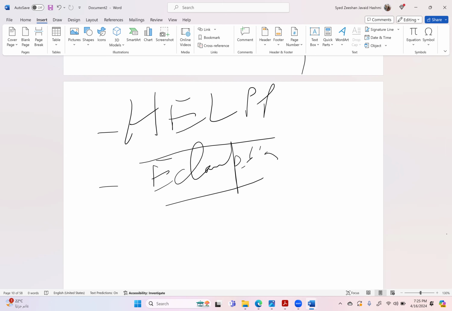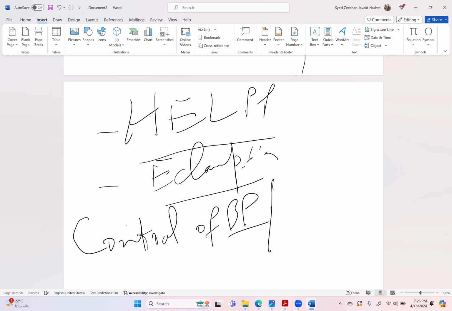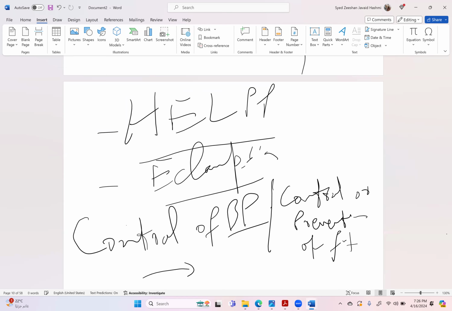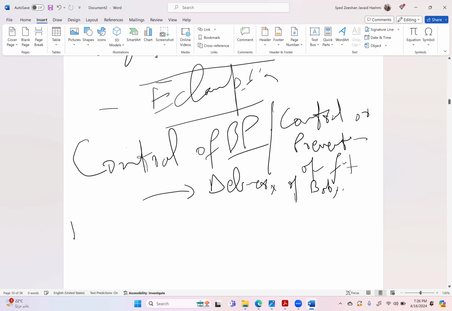Another important point in this condition is that there are three basic principles. Number one is control of blood pressure. This is goal number one. Number two is control or prevention of fits. And the third is delivery of the baby. Because at any point of time, the priority is the mother.